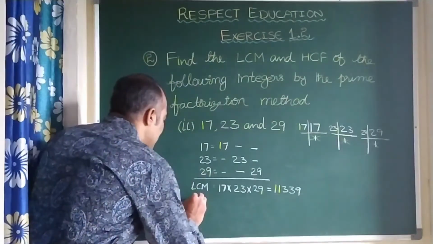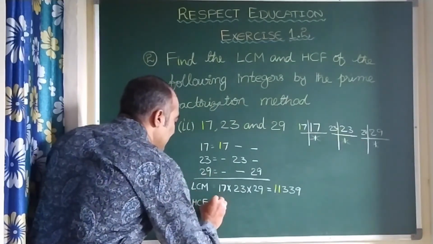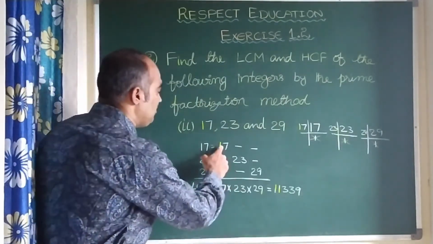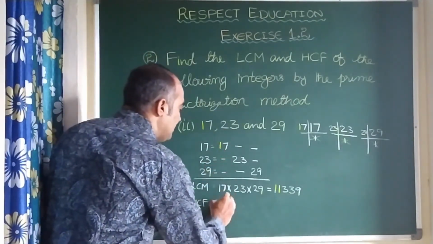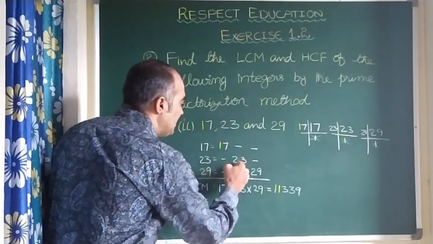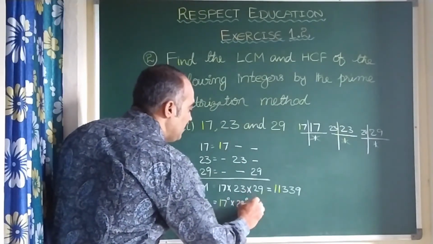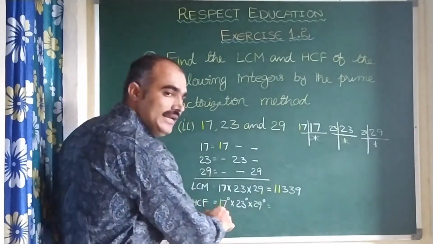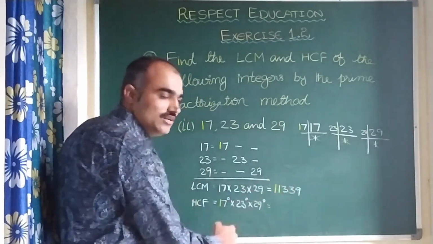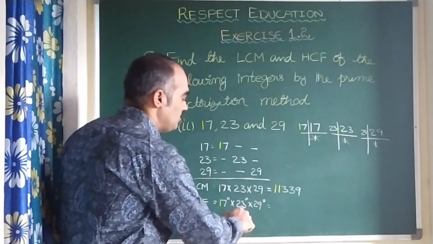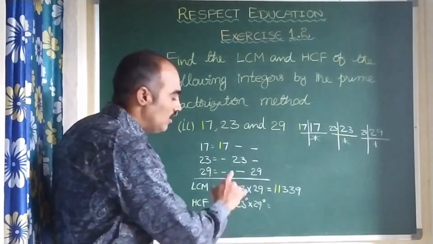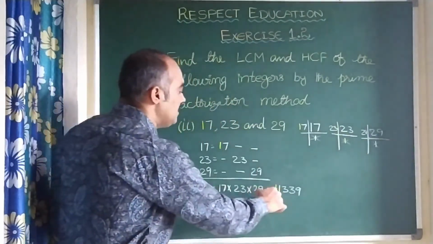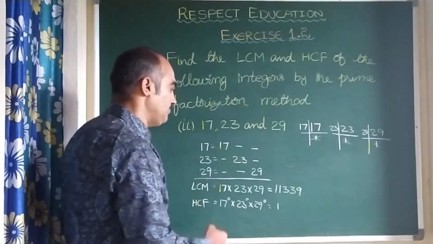Now let us go for the HCF. In HCF, H for highest, but we should take the least powers. 17 power 1, 17 power 0, 17 power 0. Least one is 17 power 0. Same way 23 power 0 is the least. Same way here 29 power 0 is the least. Right? So this is any number power 0. A power 0 is 1. So 17 power 0 is 1, 23 power 0 is 1, 29 power 0 also 1. 1 into 1 into 1 is 1. Therefore, LCM is 11339 and HCF is 1.